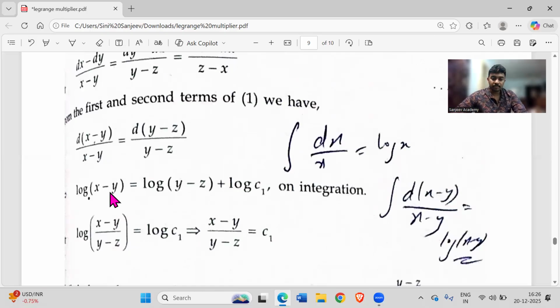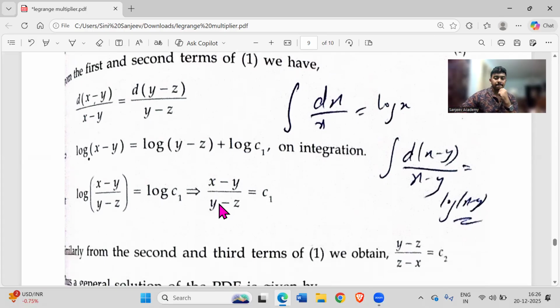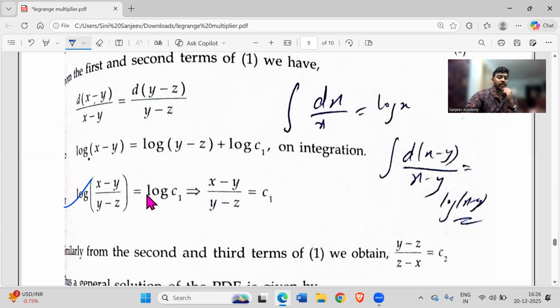Log of x minus y, and here log of y minus z. So log a minus log b, log a by b. So I'm getting what? Log x, log and log will get cancelled. Again, you have to do all of these things. Okay, then only it will strike in your mind. Then x minus y by y minus z is equal to c.